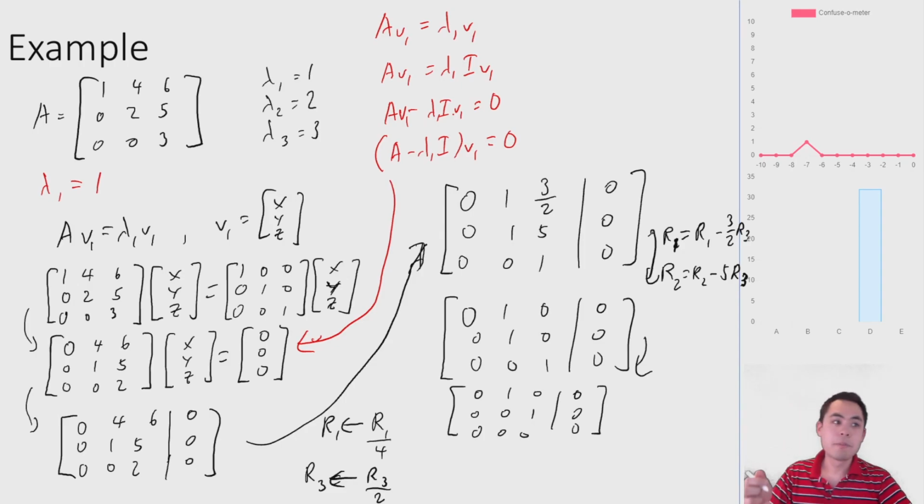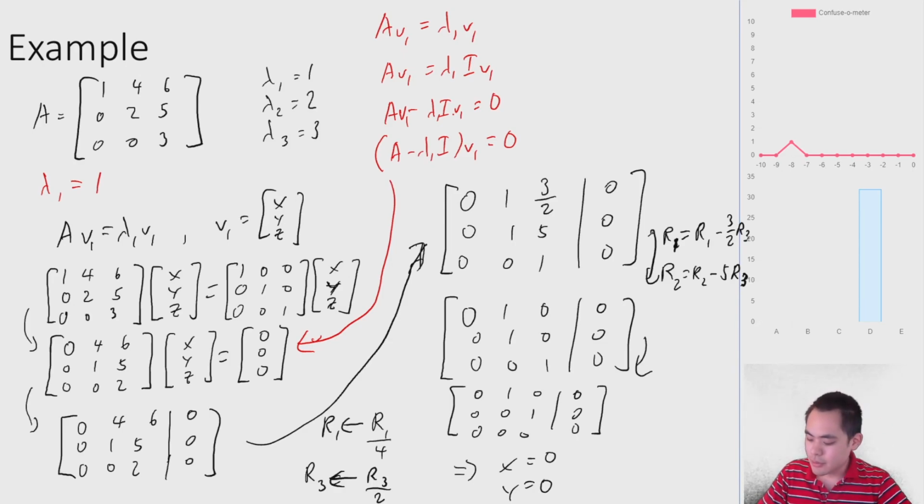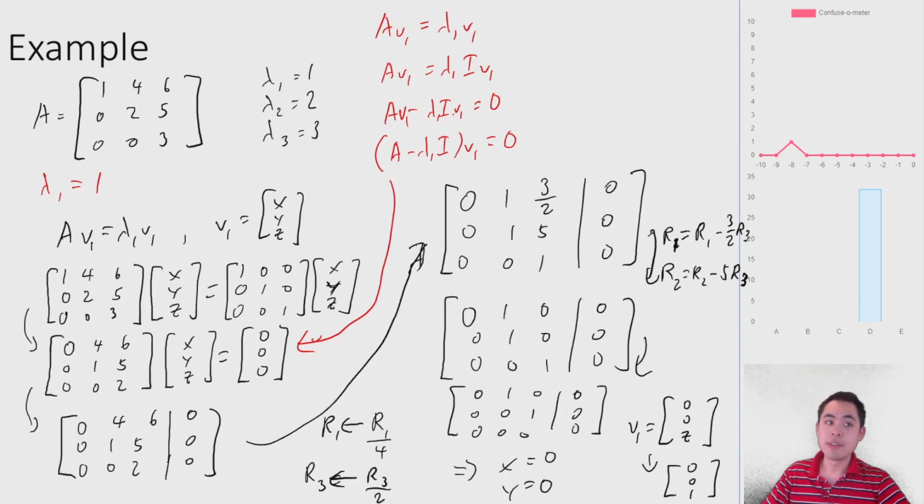vectors and combining them. And so this implies that x is equal to 0 and y is equal to 0 when you put it back into equation form, and there's no constraint on z. So v1 is equal to 0, 0, z, which gives you 0, 0, 1 as an eigenvector, or 0, 0, minus 1.